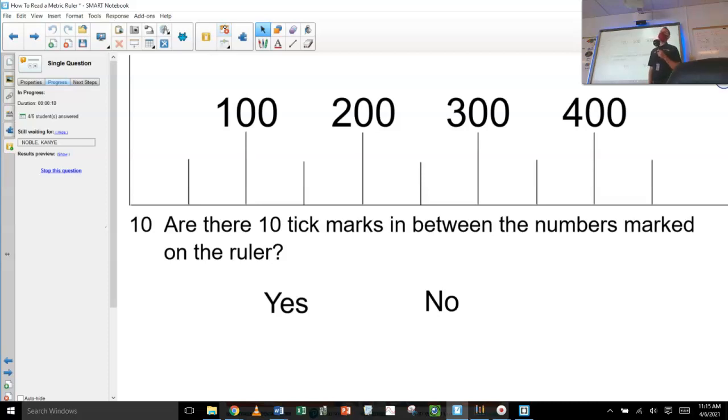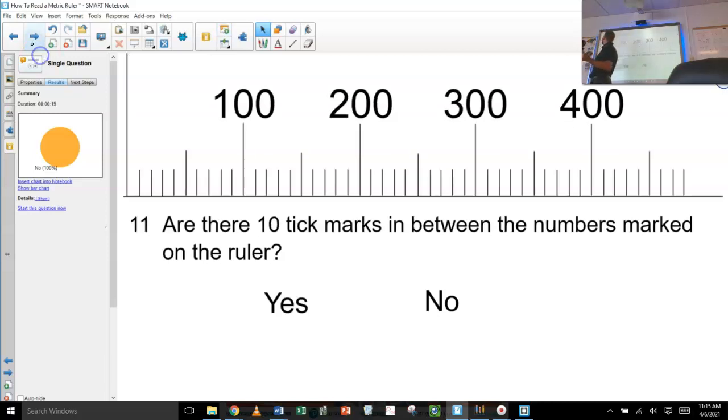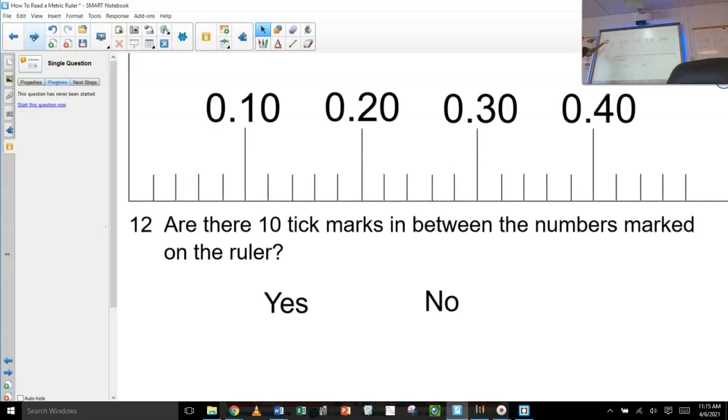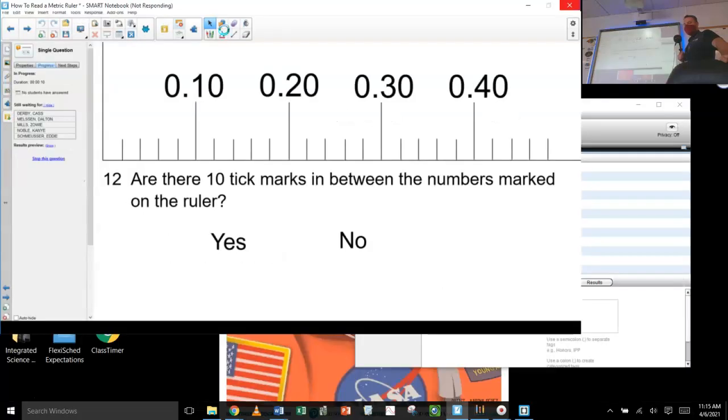I hope so. We'll find out when I hit stop. Oh, good job. You smart butts, you. Let's try this one. Are there 10 tick marks in between these numbers?